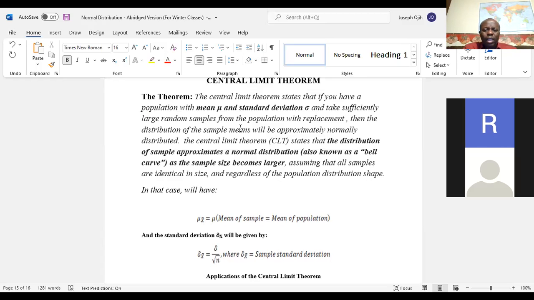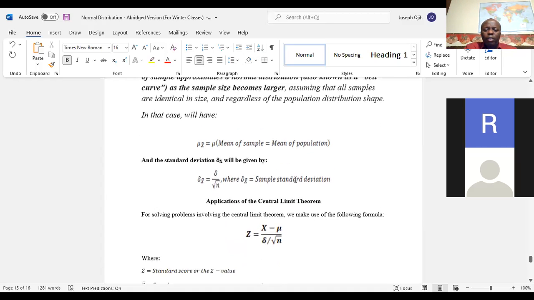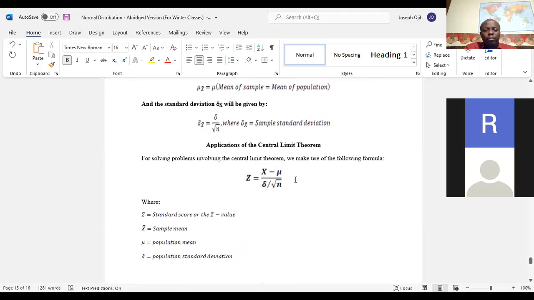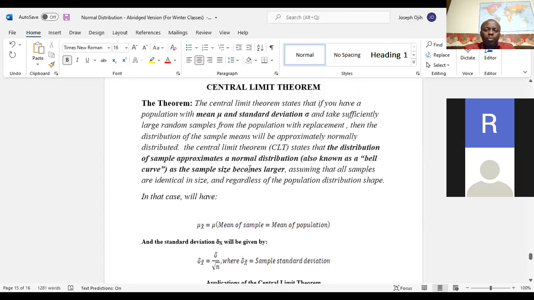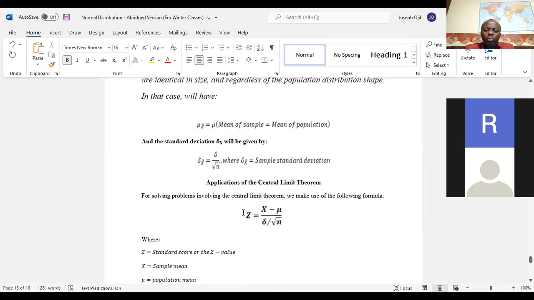The time we have will not allow us to finish this section, but let me explain it, and then when we come back, we finish it. An example. Now, because the sample size and the sample mean are included, we use a different formula.